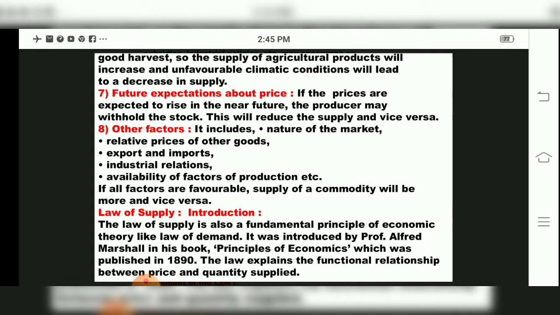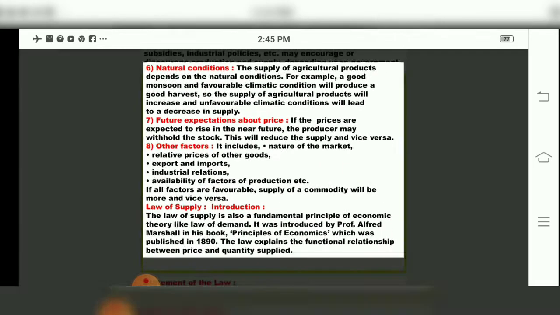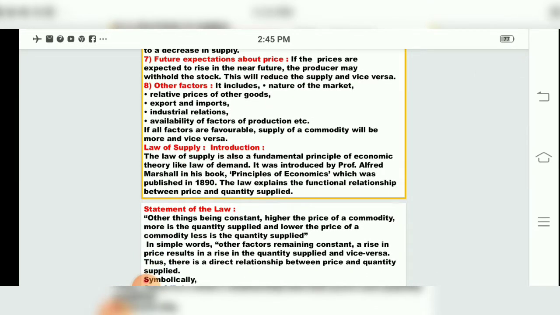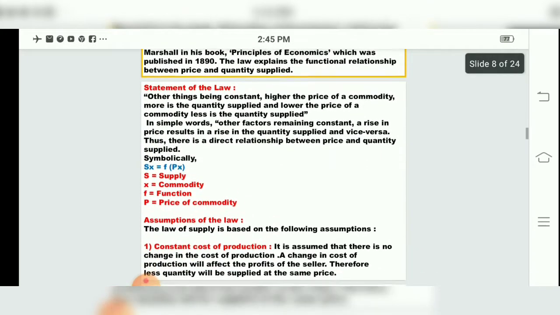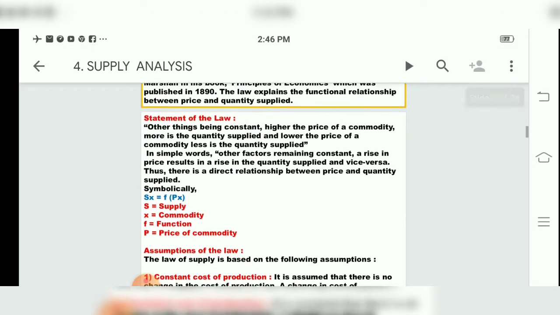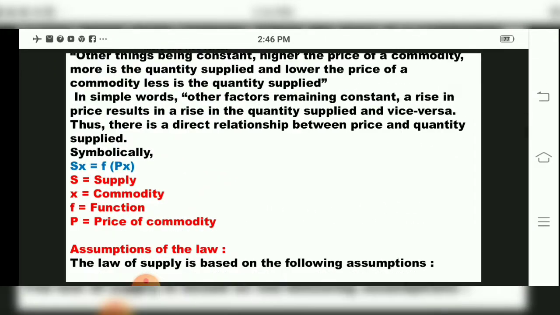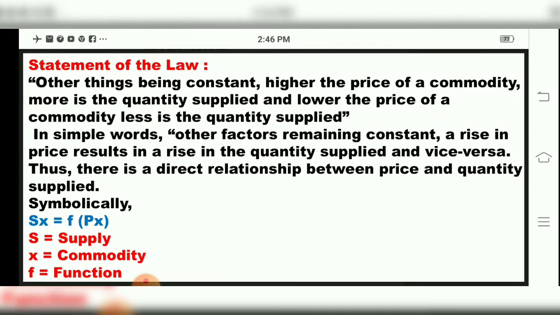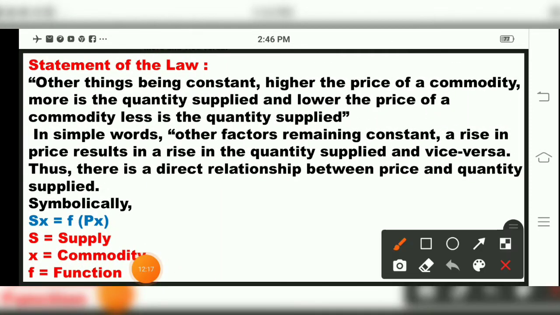It is also a fundamental principle of economic theory like law of demand, introduced by Professor Alfred Marshall in his book Principles of Economics. It was published in the year 1890, and the law explains the functional relationship between price and quantity supplied. Now we will come to know the statement of law.